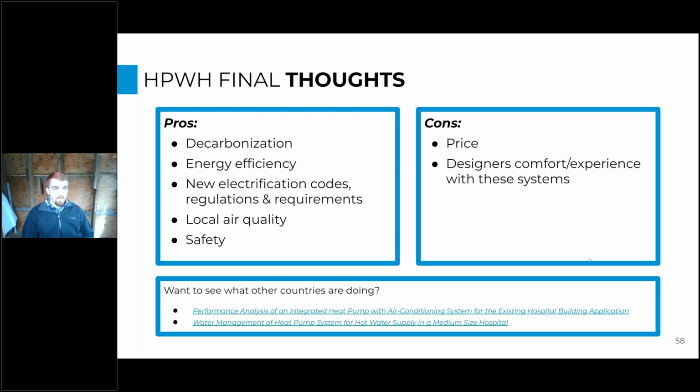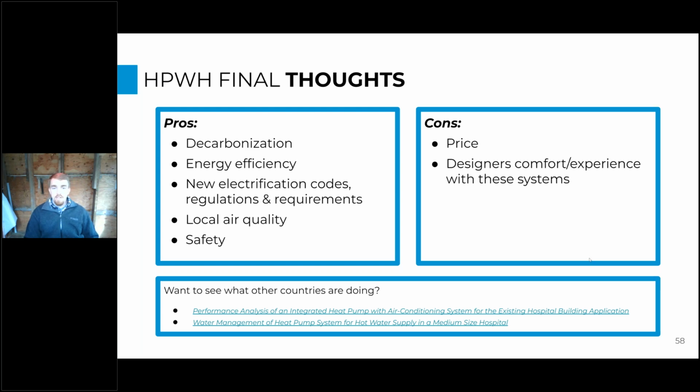local emissions. And then another pro of heat pump water heaters is the safety that comes with having a contained charge of refrigerant rather than an unlimited amount of gas flowing into your building that could leak and potentially explode. Some cons for these heat pump water heater systems, one is going to be the price, which you have to think about when you're thinking about budget costs for the entire project, but there are a lot of incentive programs out there to help mitigate the price differences.